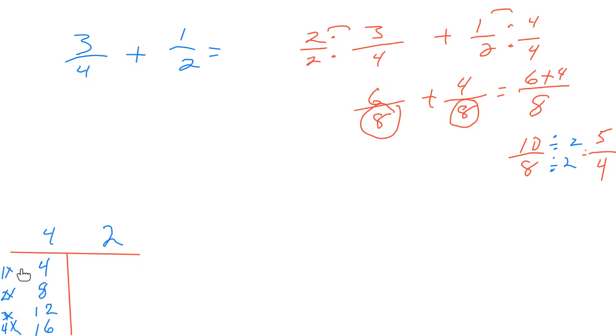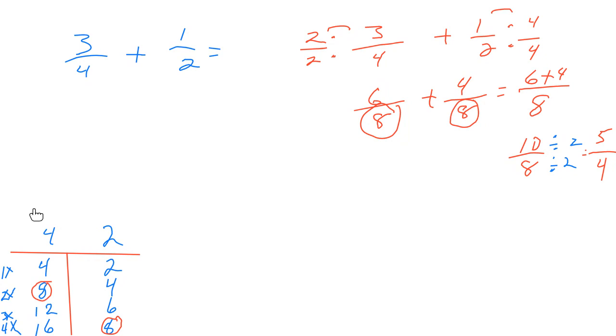I'm going to do the same thing to 2. 1 times 2 is going to give me 2. 2 times 2 is going to give me 4. 3 times 2 is going to give me 6. And 4 times 2 is going to give me 8. And if I look, I see I do have my 8 right here. Okay? That's in common with both of them.